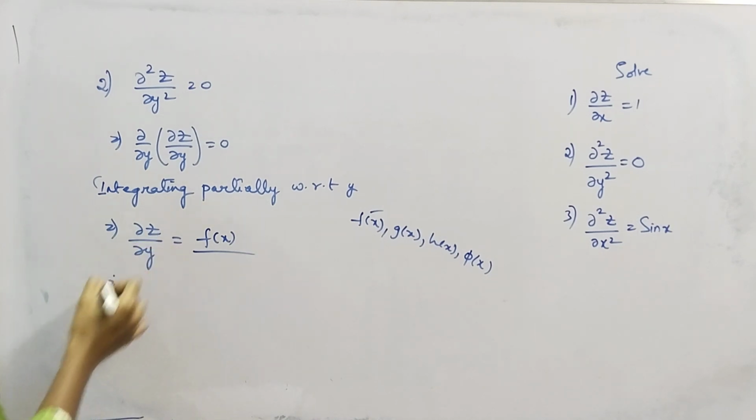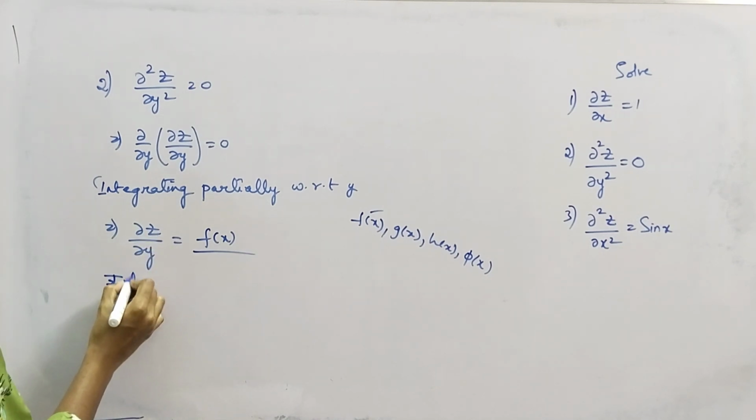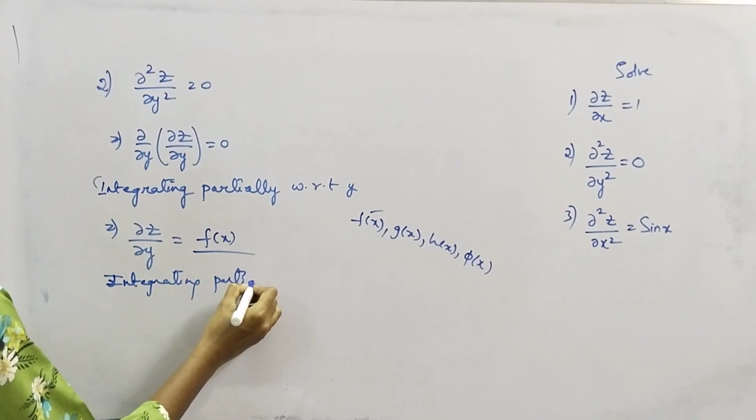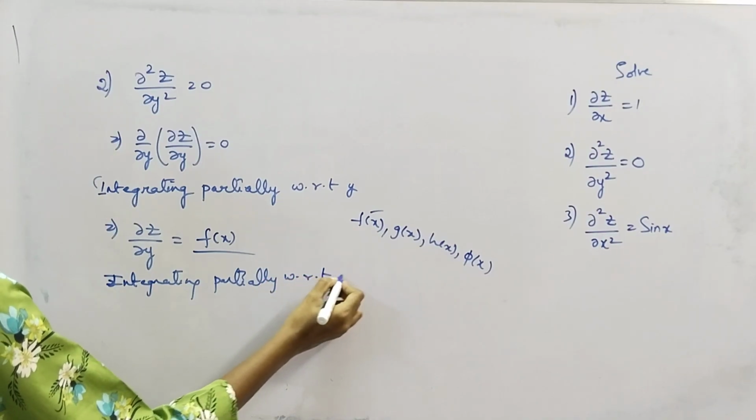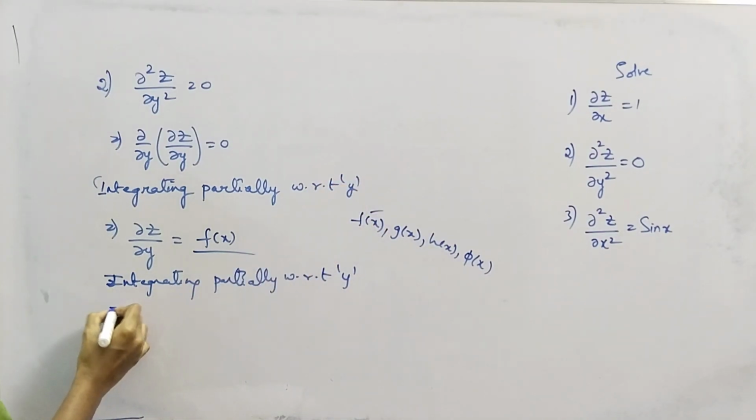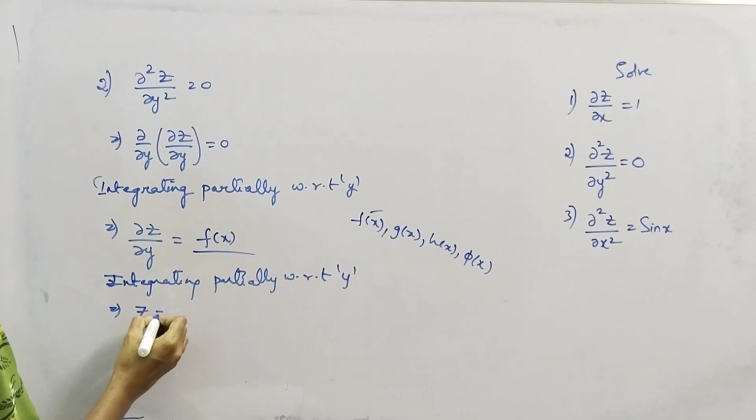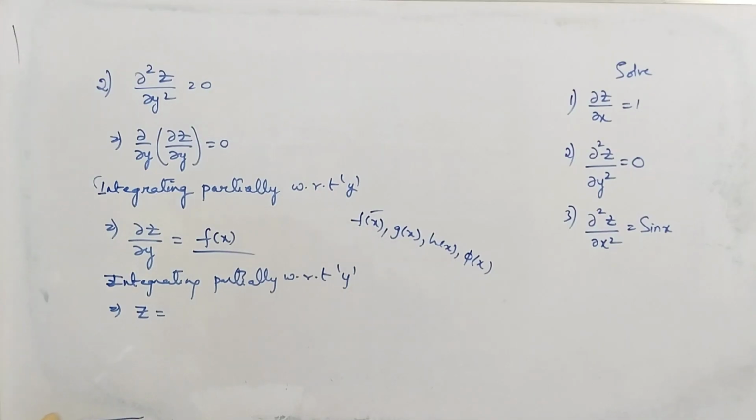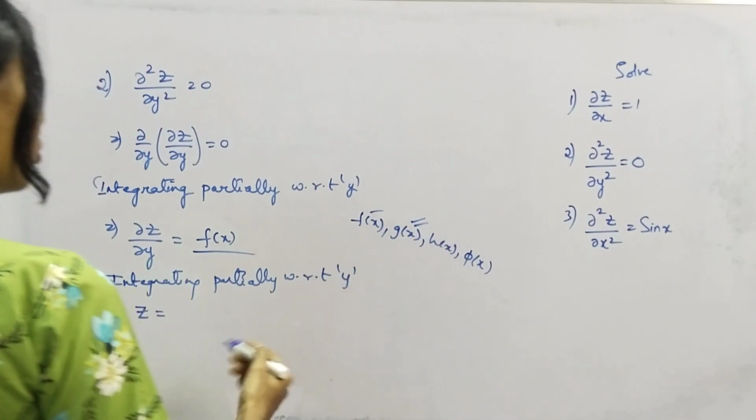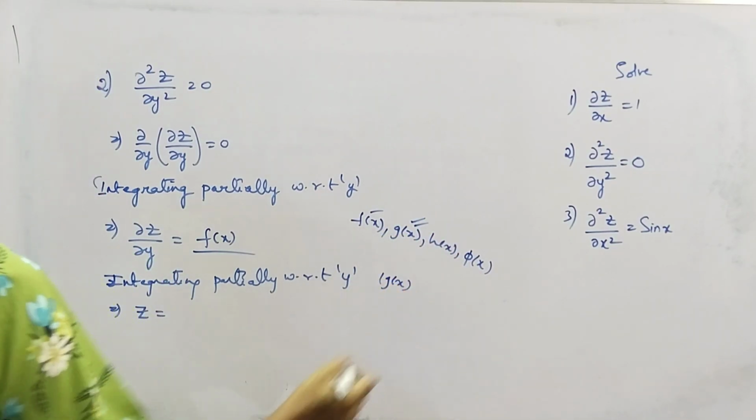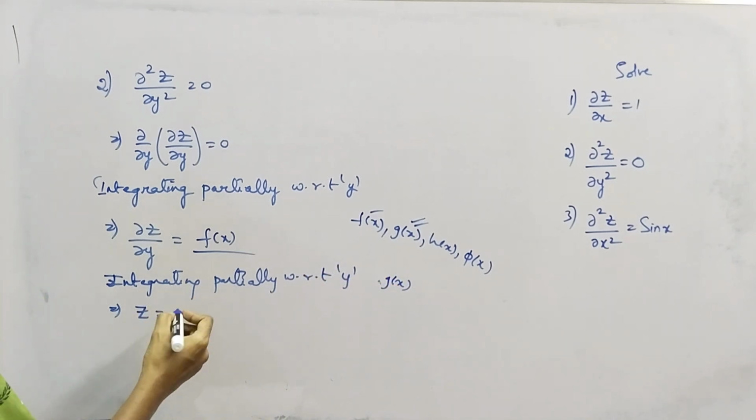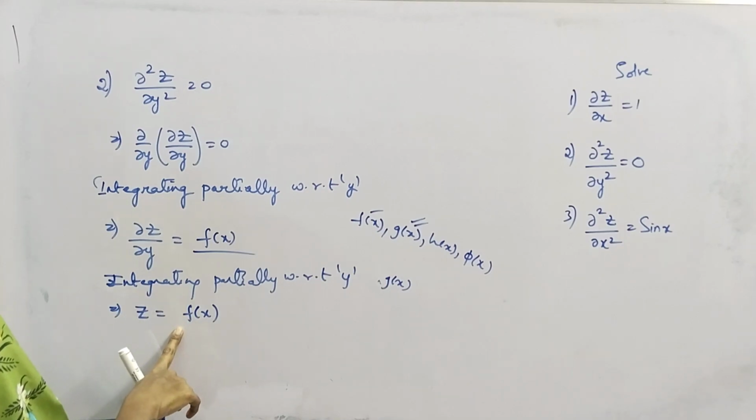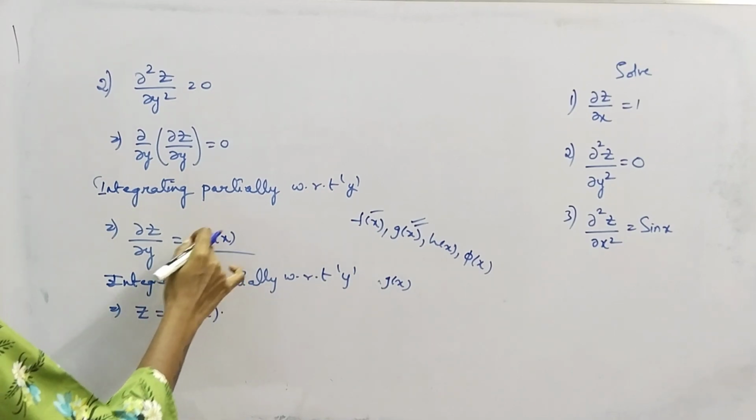Now again we have dou z by dou y, right? Again integrating partially with respect to y. Again see, we are integrating with respect to y, right? Now take some constant of integration, say g of x. We'll get integral f of x. Let's write directly, since it is a constant.